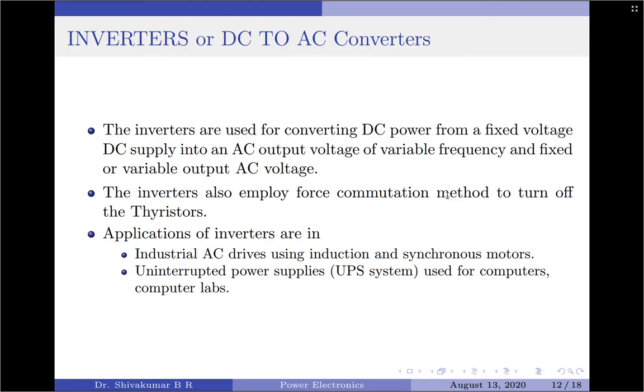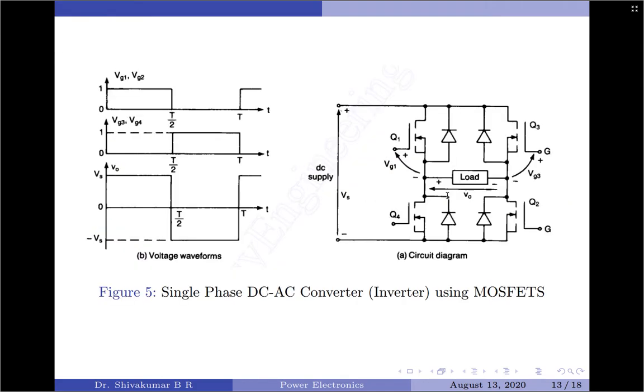They usually find applications in industrial AC drives using induction and synchronous motors, and uninterrupted power supplies, UPSs as we commonly call them, used for computers and computer labs. We have a very simple example circuit depicting a DC to AC converter. The first two waveforms on the left are the gate voltages applied to the MOSFETs, which are used in the DC to AC converter circuit.